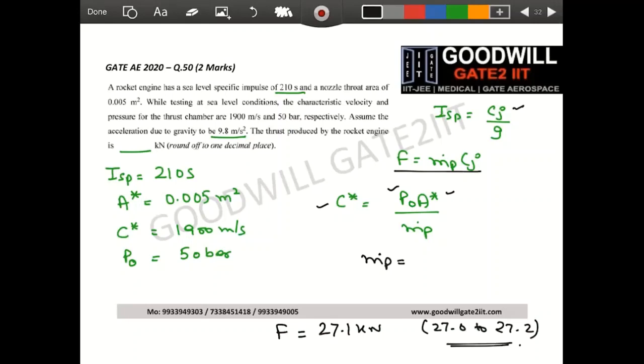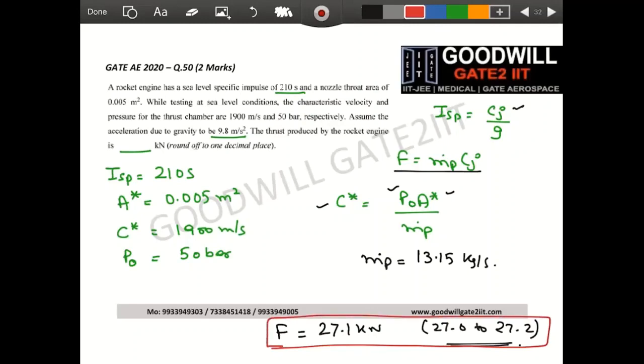Can you just help me with m dot p so that other people can check the steps? What is m dot p, guys? 13.15 kg per second. Okay. And then you can calculate thrust. This is the final answer, guys. So 2020 was literally gifted, and it's actually the easiest paper as well. But all are easy, provided you read the questions properly.